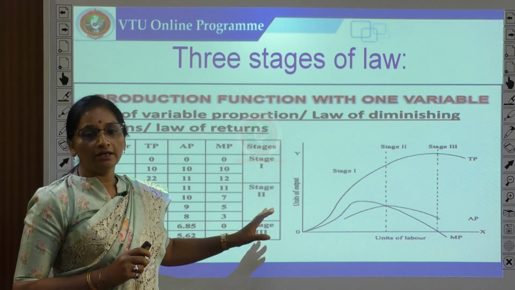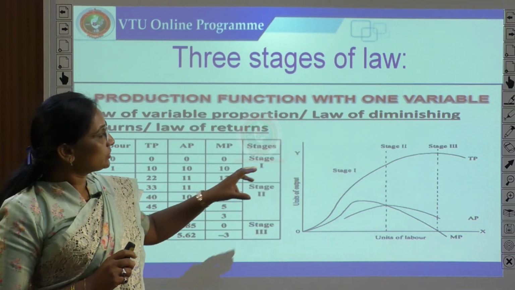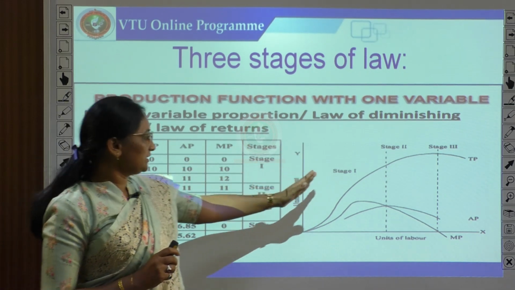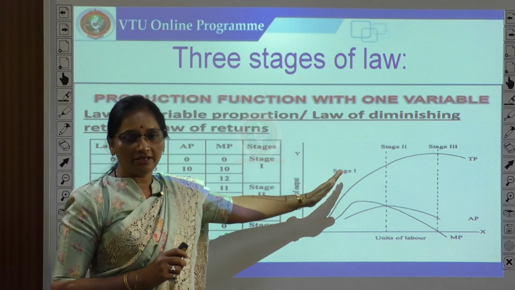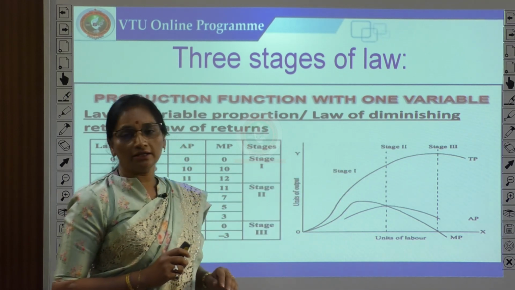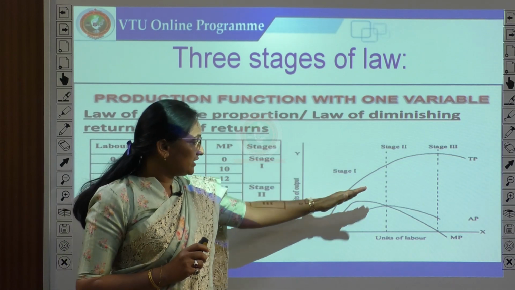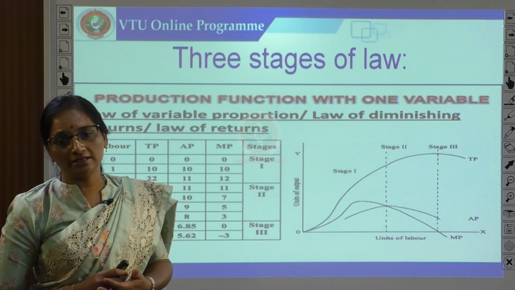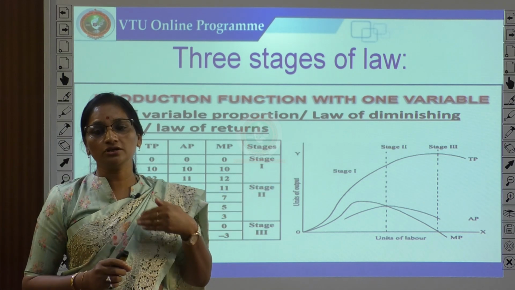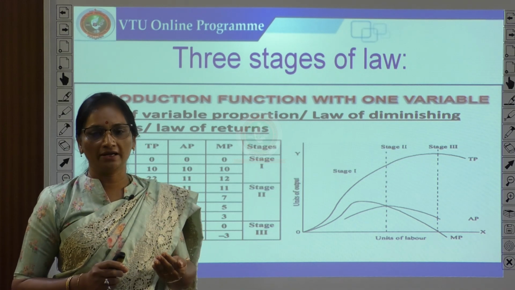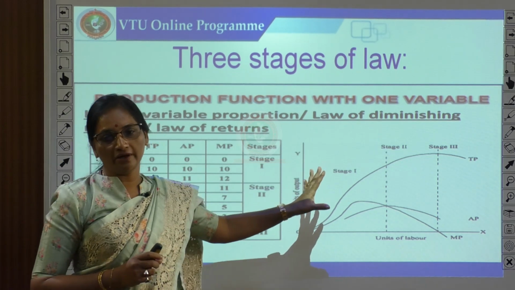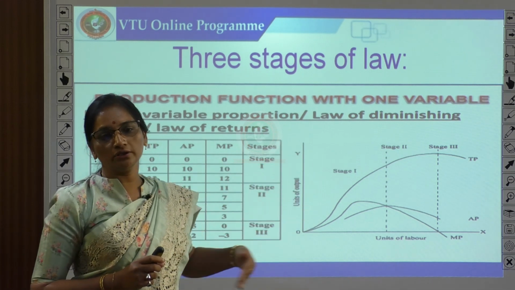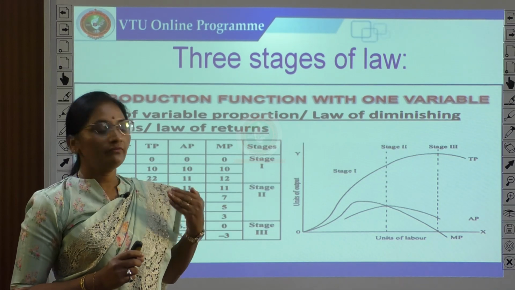Then, being an intelligent manager, where should we stop usage of the variable factor in the same unit of production? See, in the first stage, if you start using the inputs, the total product curve is increasing in trend, the average product curve is also increasing, and the marginal product curve is also increasing. This situation encourages us to use more and more variable factors. Why? Because all are producing well. When all are giving positive results, it encourages the producer to use more and more variable factor.